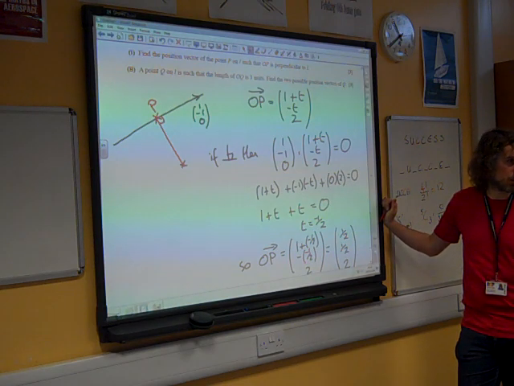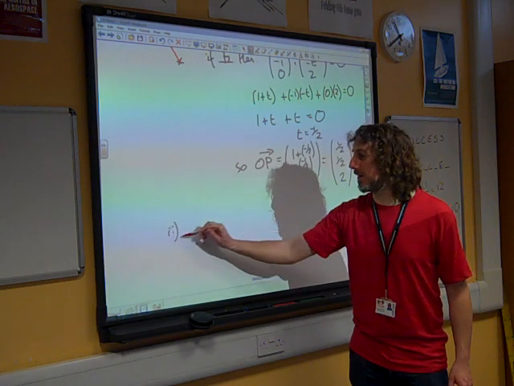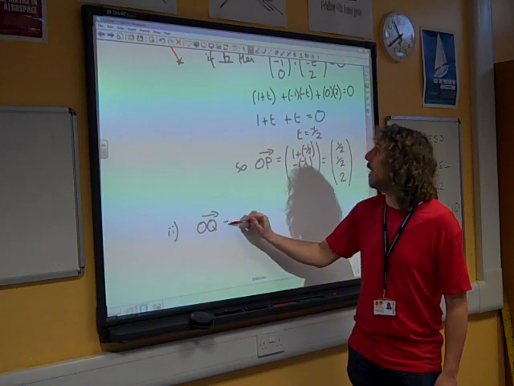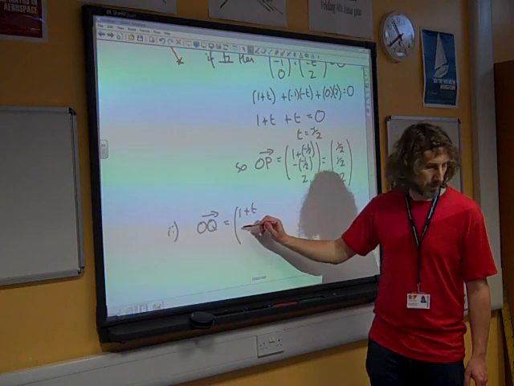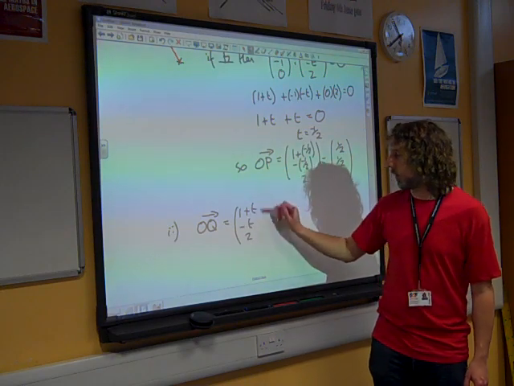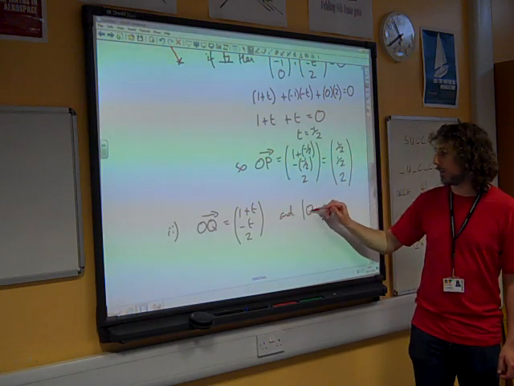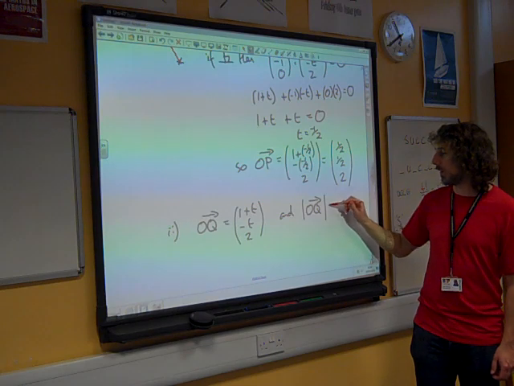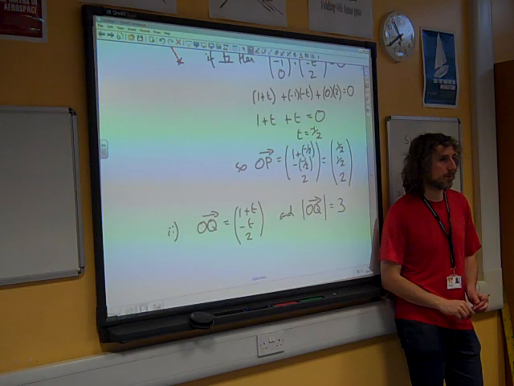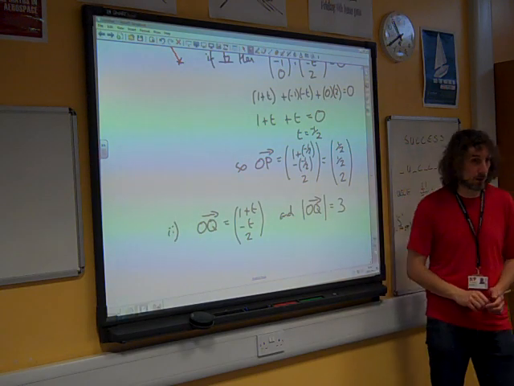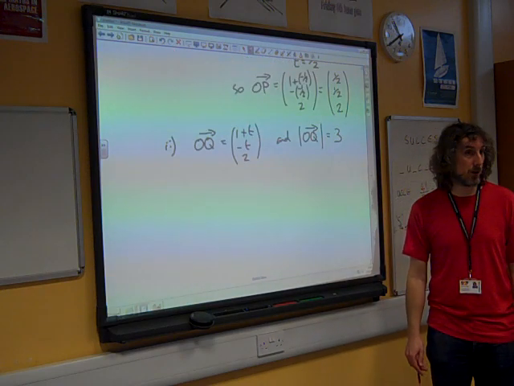Well, this is going to be slightly awkward, but we're going to deal with this the same way. So we're now going to say that the position vector of Q is, what did we have before? (1 + t, -t, 2). And the question has said that the length of OQ is equal to 3. Well, this is now just using how we find the length of a vector, isn't it? The magnitude of a vector.